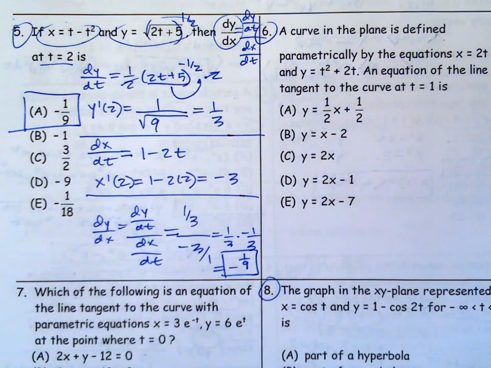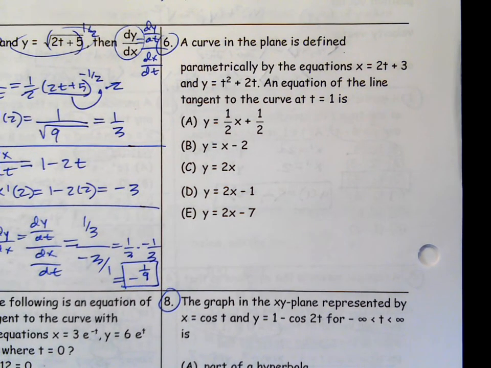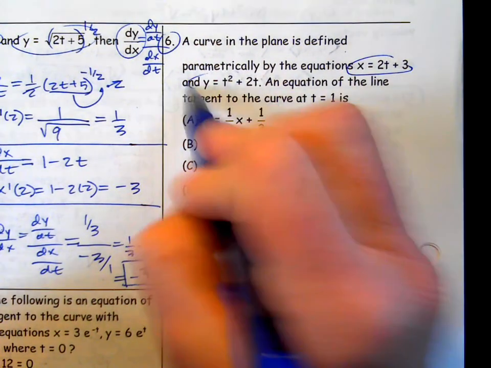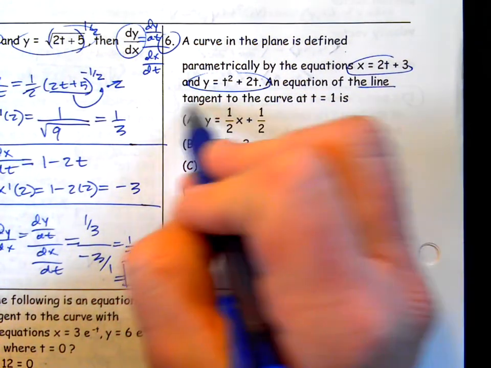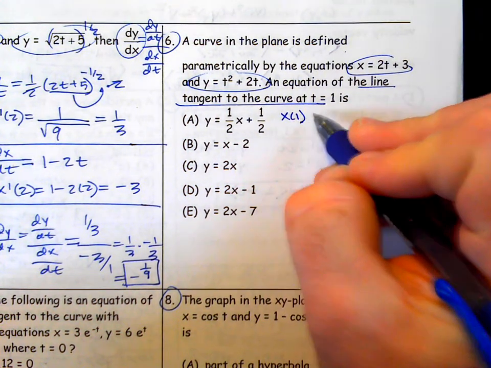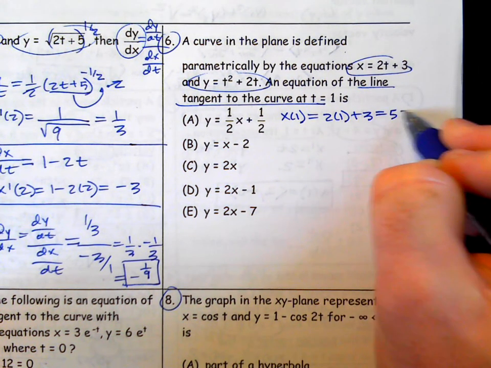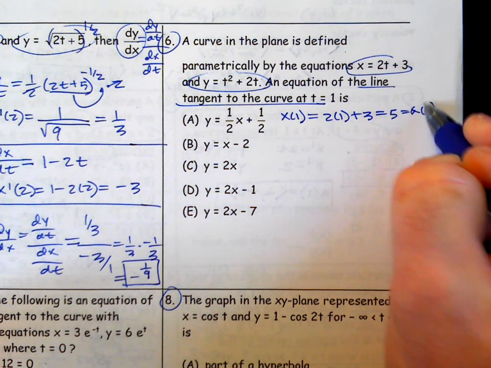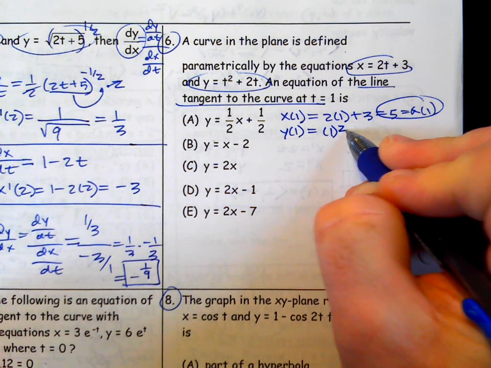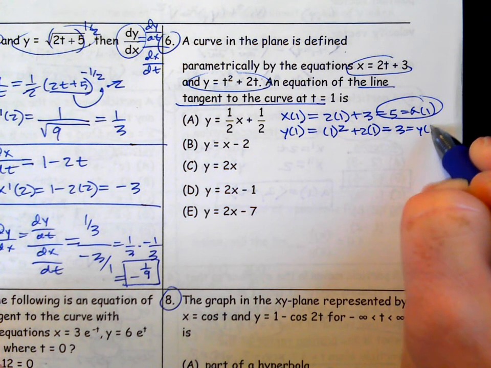And they have lots of answers there based off common mistakes. Okay, number 6, a curve in the plane is defined parametrically by the equations x and y. The equation of the line tangent to the curve is what? So we need a point. So we need to plug time 1 into the x equation to find the x coordinate. You're going to have to find the x and y coordinates separately, and you have to find the y coordinate. So now you have your xy coordinate.